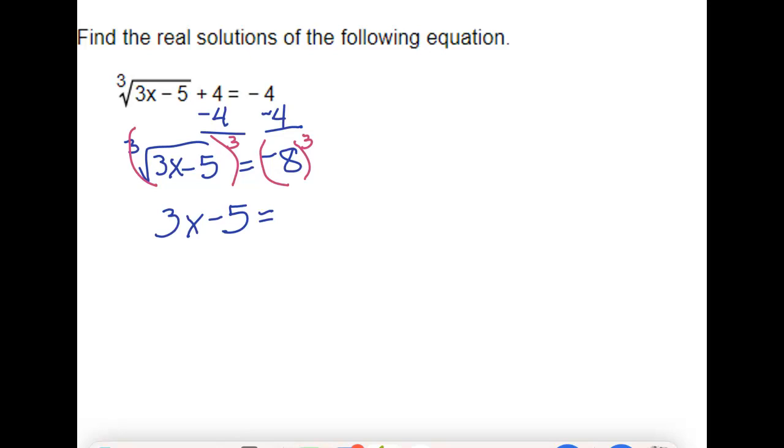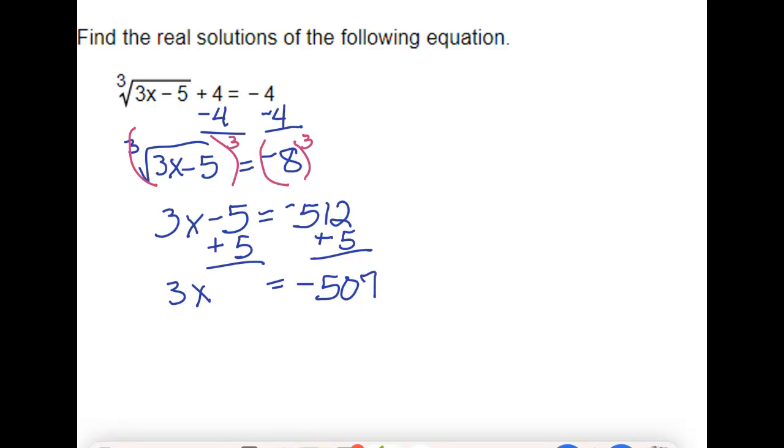And then the right-hand side of the equation is negative 8 raised to the third power. That means negative 8 times itself 3 times. So that's going to give us negative 512. Now we're going to solve this like we would any old equation. To isolate the x, to get it by itself, we need to add 5 to both sides. And that's going to leave us with 3x equals negative 507.